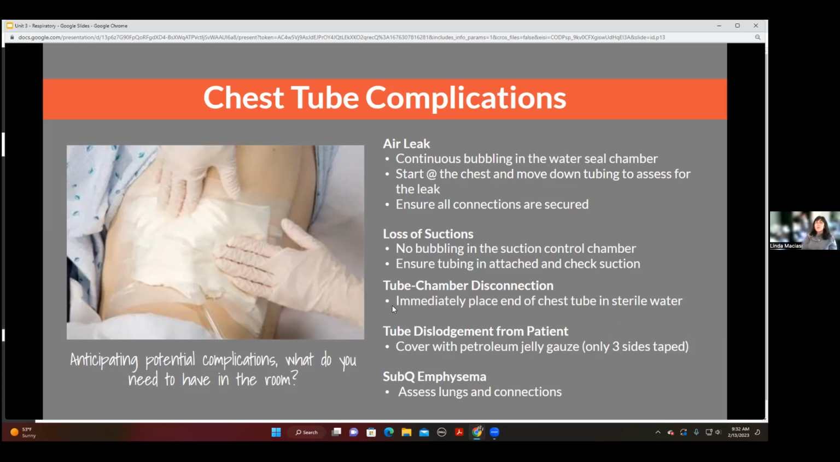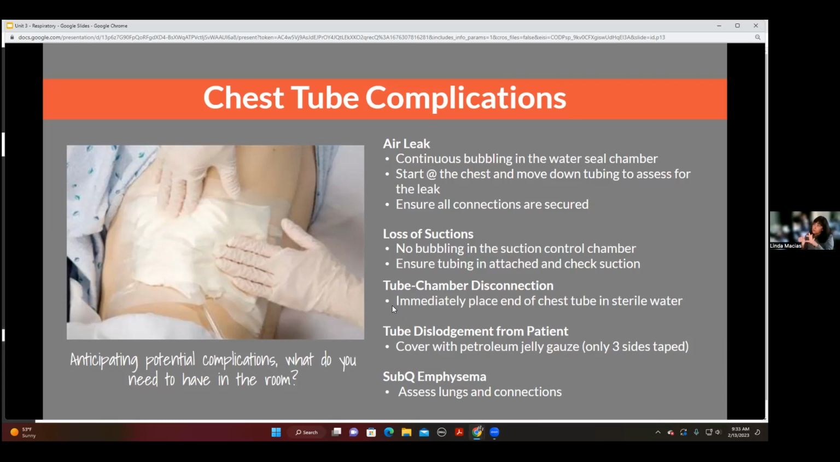So you are always going to have your primary nurse to fall back on with this, because you are going to be anticipating complications. So here it says, one of the complications, tube chamber disconnection, immediately place that tube in sterile water. At the bedside when there's a chest tube, there are gigantic hemostats. They look like huge hemostats, and a bottle of the sterile water that you would put the tube in if it did get disconnected. And then there'll be the 3-sided petroleum jelly gauze tapes that you would cover it with.